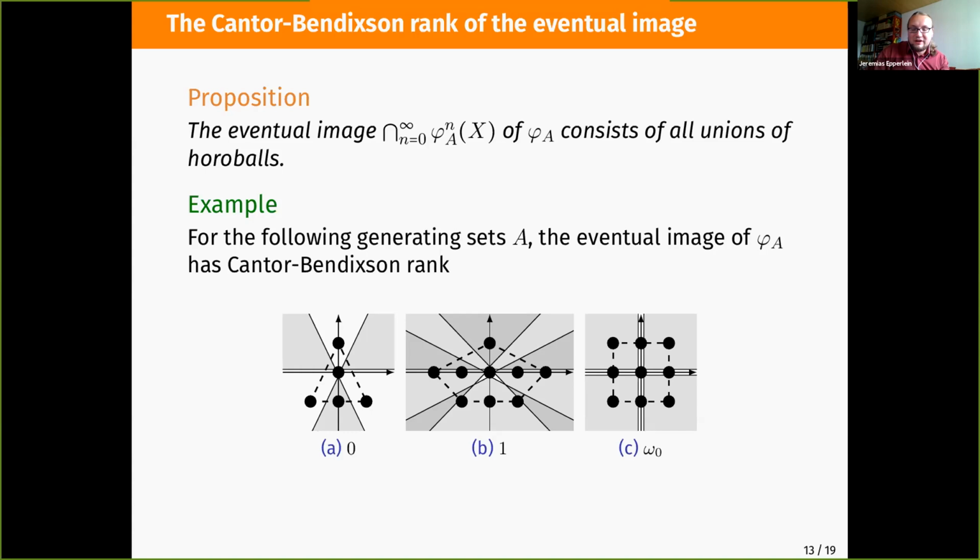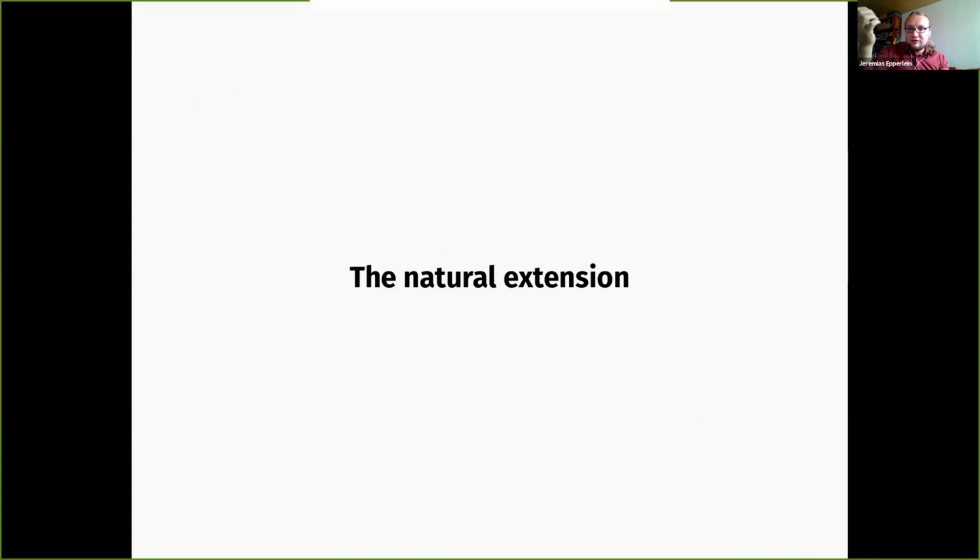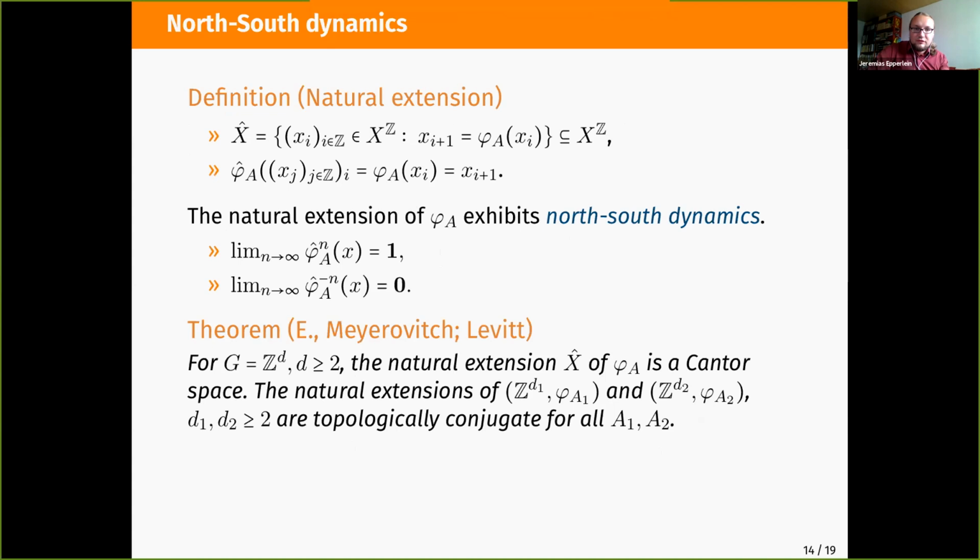Okay, so we saw that if we go to the surjective part of our map, we still can recover some information. And now the question is, maybe if we go one step further and somehow make our map injective, we still remember something of our group in the beginning. So what we do is we go to the natural extension. So this is just, we take all sequences of states that are compatible with our dynamics. So basically all possible histories of our world. And on this space, we also have a map, which is just induced by our original map. And it's just the shift in this case, right? We just shift history by one time step.